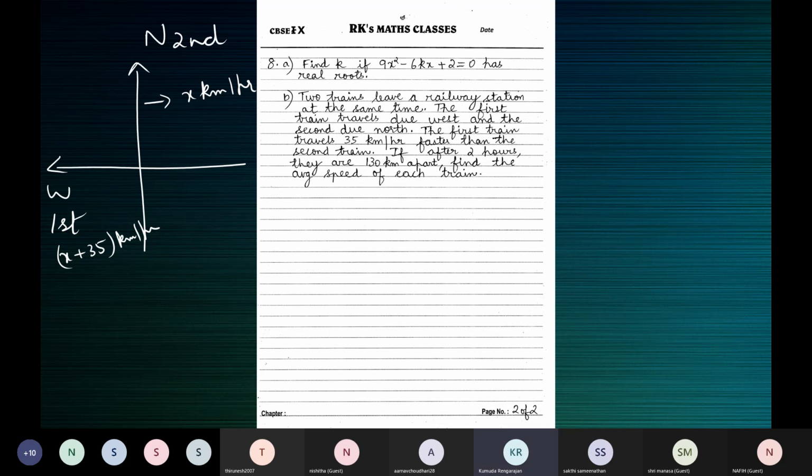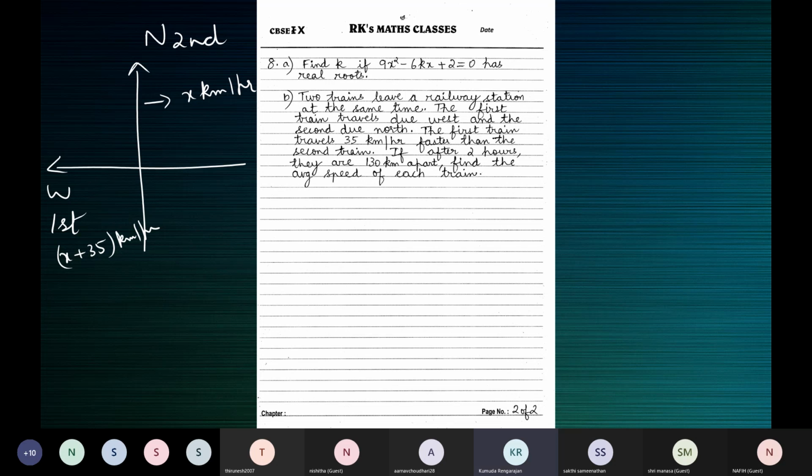If after 2 hours, so you can see the time factor there. We already have the speed factor, x kilometer per hour and x plus 35 kilometer per hour. If after 2 hours, that means both the trains travel for 2 hours. They leave the railway station at the same time, so both trains in their own directions have traveled for 2 hours.